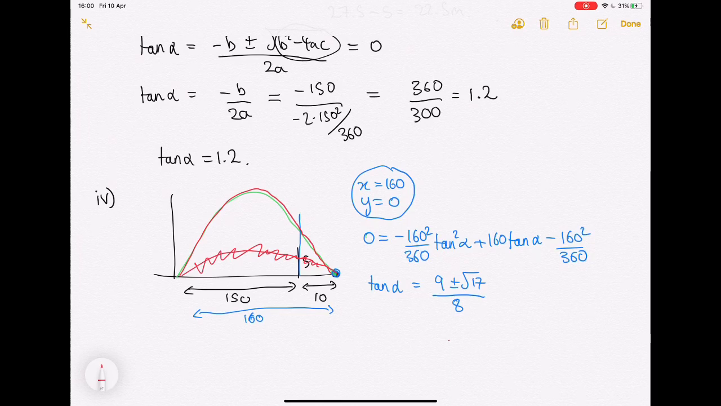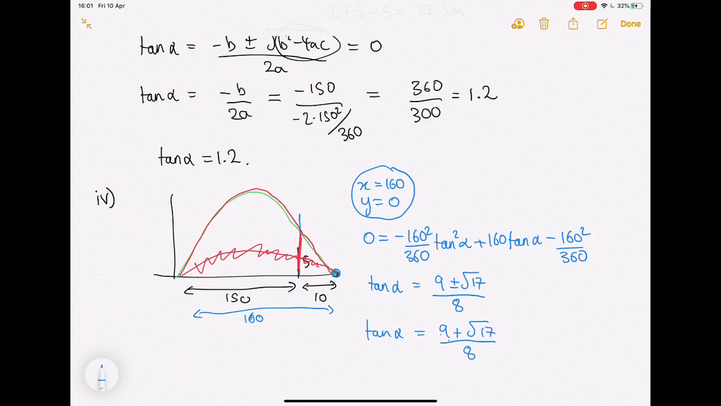So actually what we're interested in is the situation where, if not even the high shot is going to get you in the hole because the tree would be in the way, then it's no good. So this is the situation we were looking for. We're looking for the largest value of alpha. So what we're interested in here is when tan alpha is equal to the largest value, so 9 plus root 17 over 8.